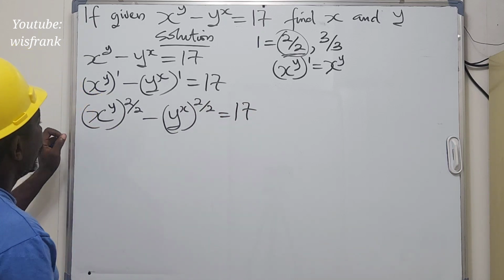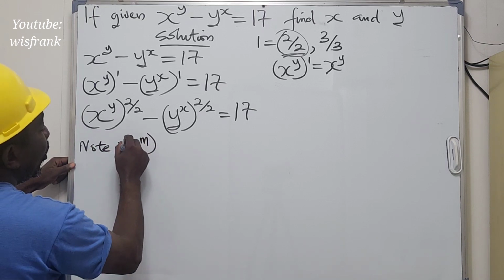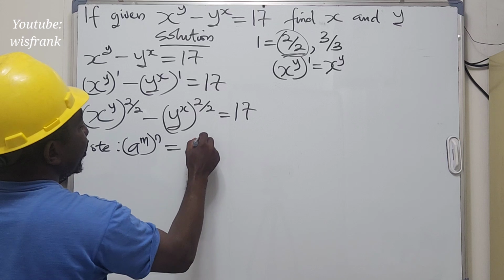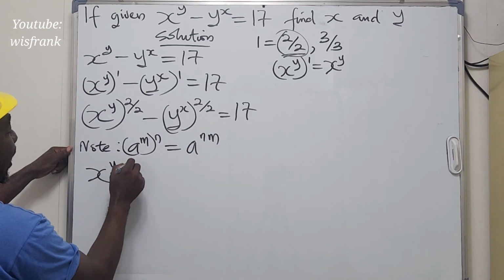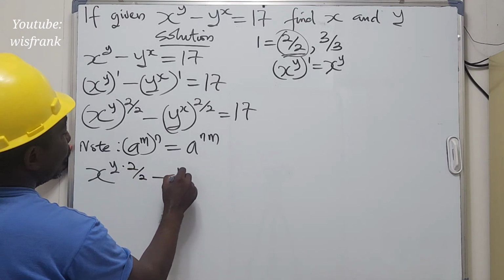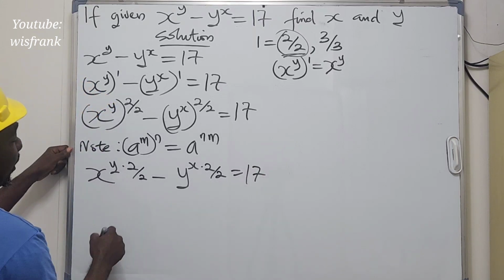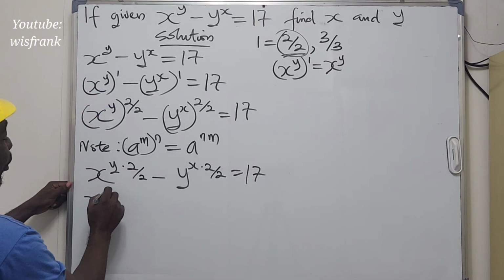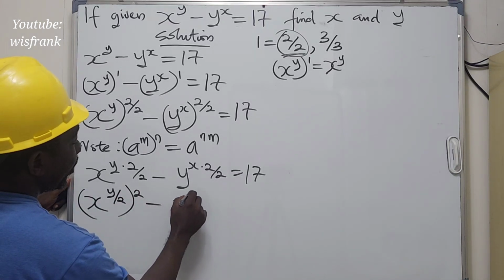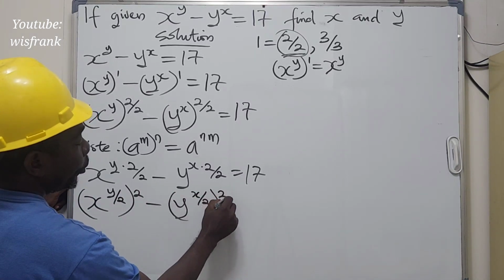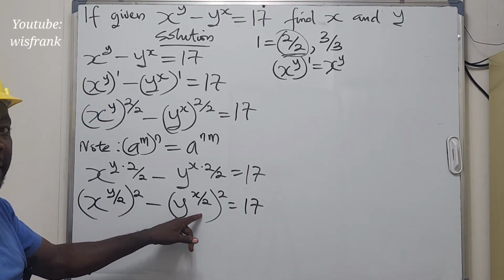So in this case, we say note, when we have a to the power of m all to the power of n, the same thing as a to the power of nm. So this can be written as x to the power of y times 2 upon 2 minus y to the power of x times 2 upon 2 equals to 17. So in this case, this can be written as x to the power of y all over 2 all to the power of 2 minus y to the power of x all over 2 all to the power of 2 equals to 17.